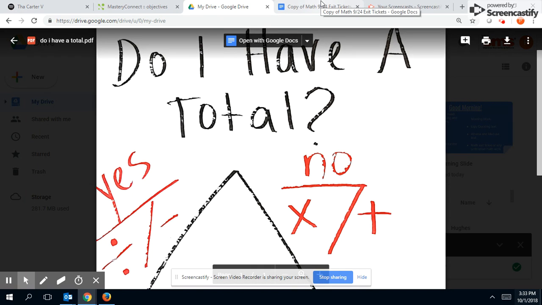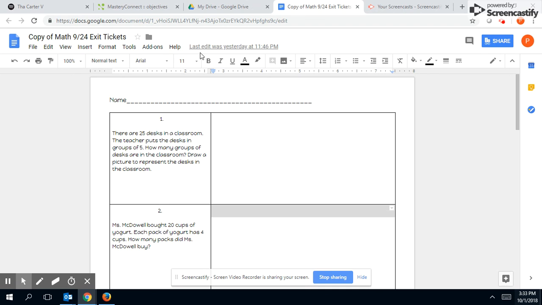Let's look at this problem here. There are 25 desks in a classroom. The teacher puts the desks into groups of 5. How many groups of desks are in the classroom? Draw a picture to represent the desks in the classroom.